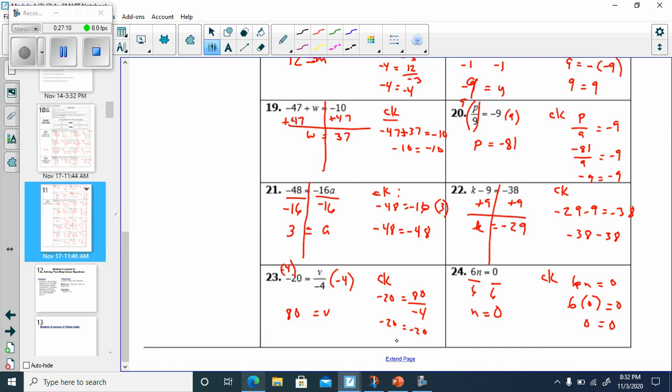Now we've done some work on one-step linear equations, and we've done some work on word problems. That's the end of Mod 4 Lesson 2.